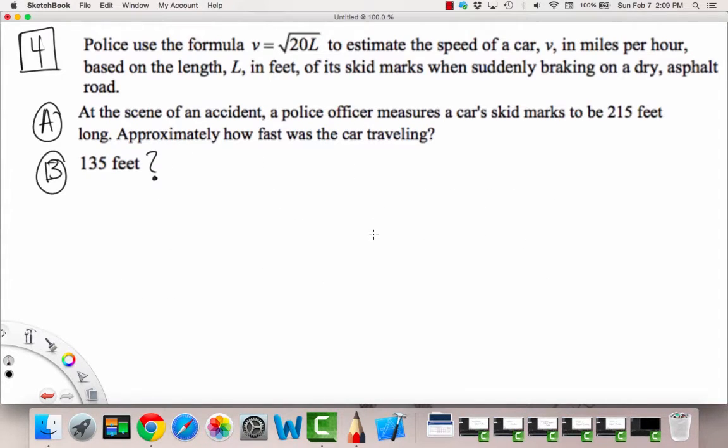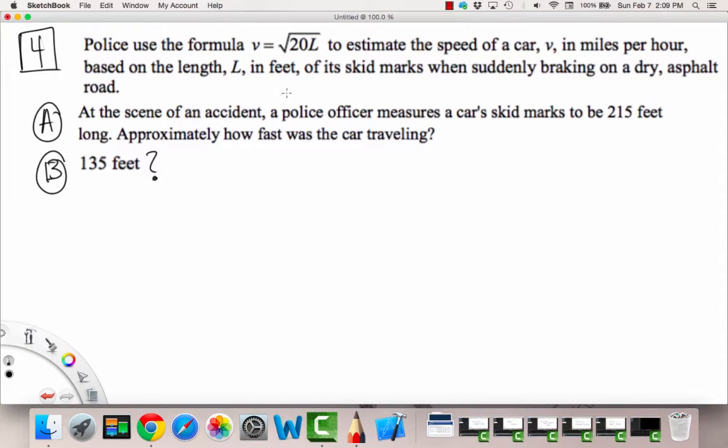Okay, so last question, number 4, shows us an example of a physical or real life application of using a radical function. The question says, please use the formula v is equal to square root of 20L to estimate the speed of a car, v, in miles per hour, based on the length, L, of it in feet of its skid marks when suddenly braking on a dry asphalt road. So there's two parts, part A and B. We're going to do similar things for both of them.